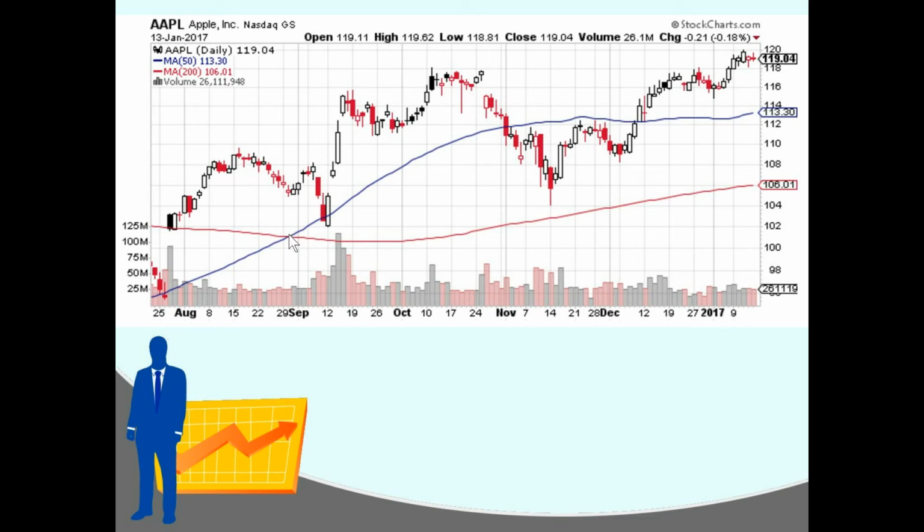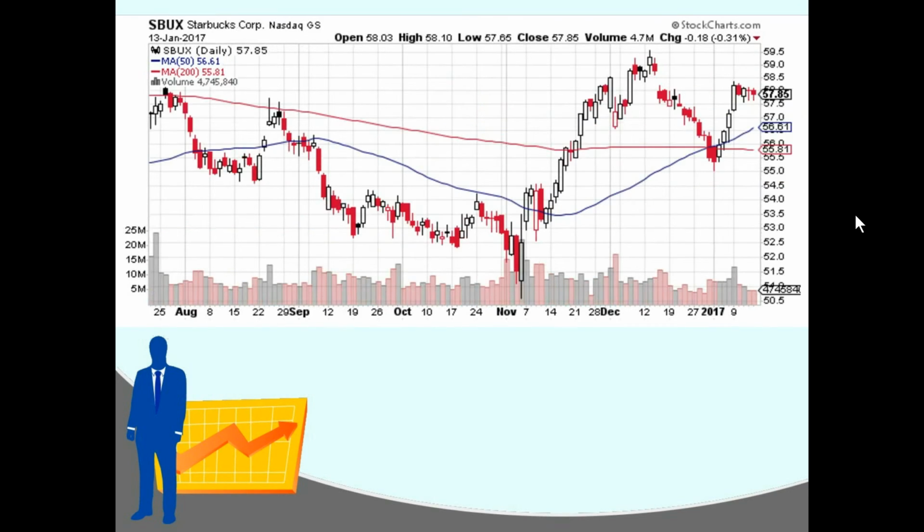This is Apple stock here, and if you had purchased Apple stock when there was a golden cross, and if you had held on in the short term, actually it didn't even take that long, a few weeks, you would have made a nice profit there from here all the way up to here. And here's Starbucks, and right here is a golden cross with the blue line crossing above the red line, and if you had made a purchase right here, you would have done well. It wouldn't have taken very long at all to see a nice profit there.